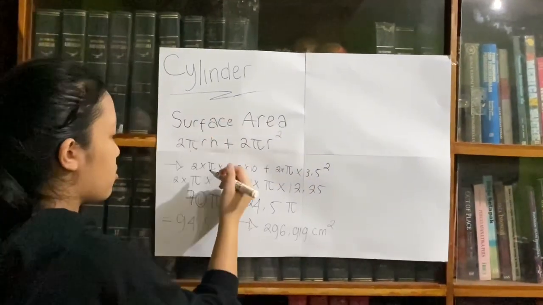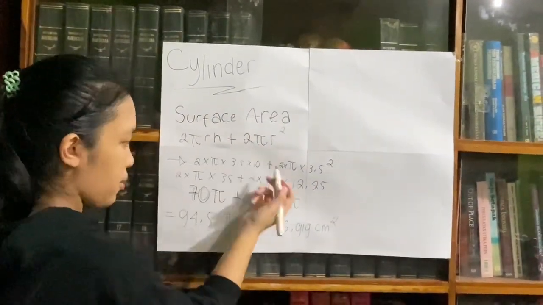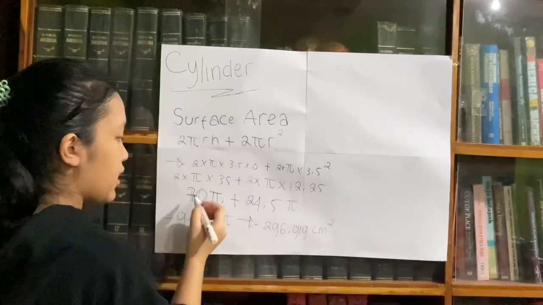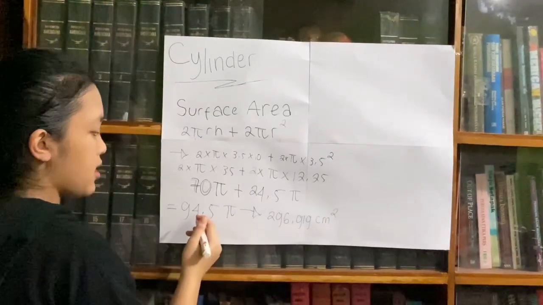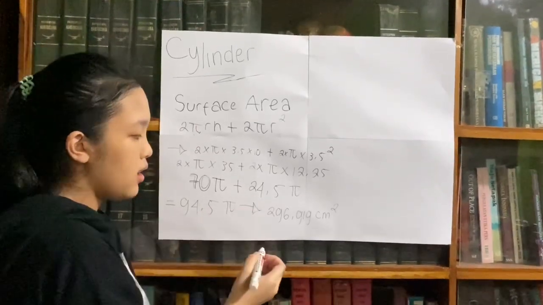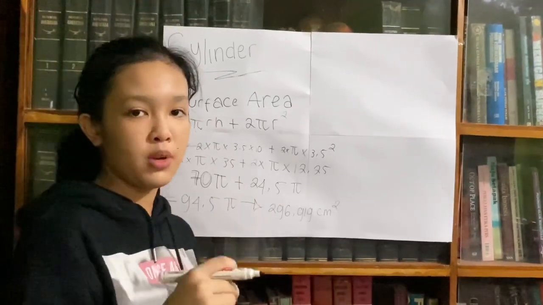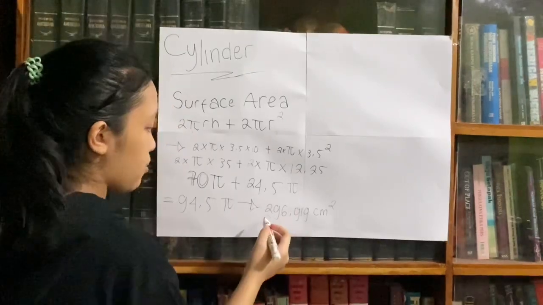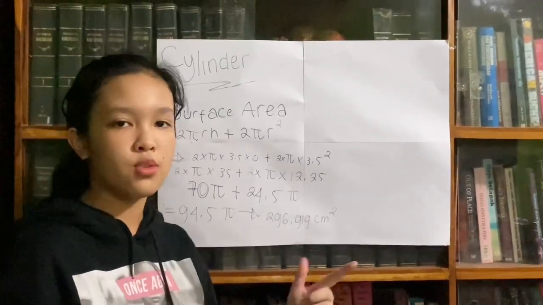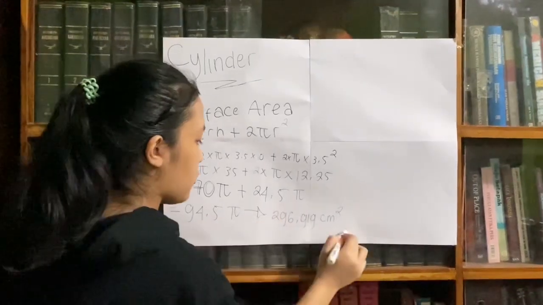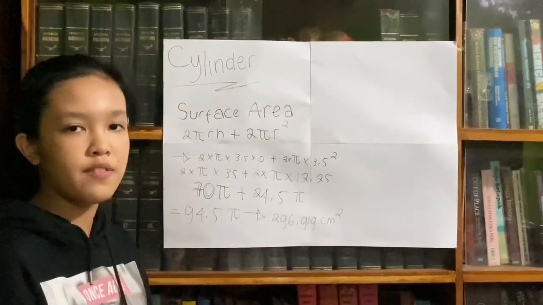So we just need to put the numbers into the formula, and then we will get 70π plus 24.5π, which equals 94.5π. If we multiply it by 3.14, it will become 296.919 cm squared. So this is the surface area of the cylinder.